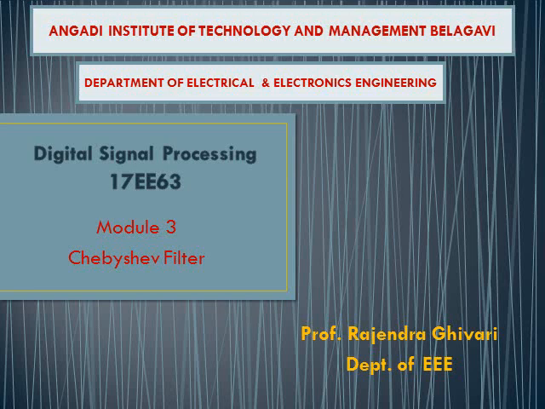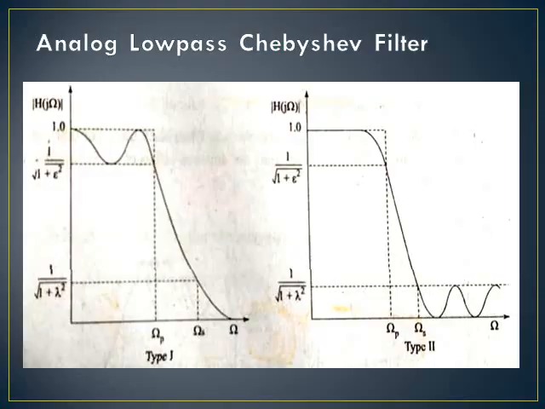Hello everyone. Today we'll be continuing Module 3, Chebyshev filter. Analog low pass Chebyshev filter. There are two types of Chebyshev filters. Now this is type 1 and this is type 2.